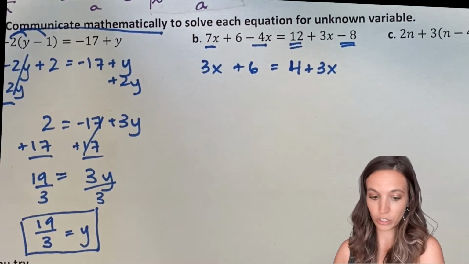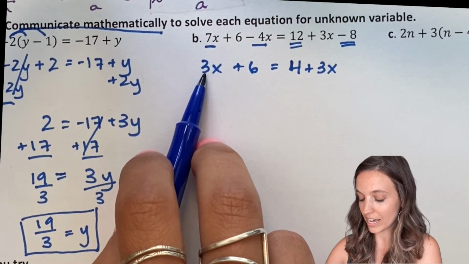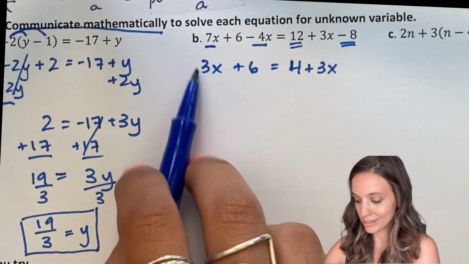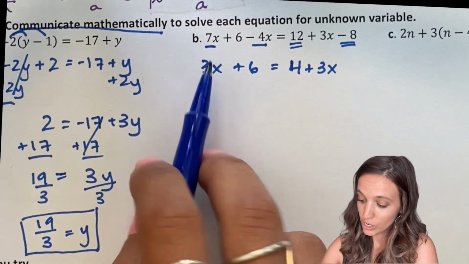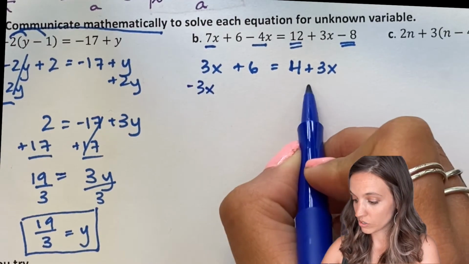Okay, now the major goal is to get all my variables to one side. So I have this 3x here, I could move that to this side, or I can move this 3x to this side. Doesn't matter which I choose. I'm just gonna stick to the same way as I did before. Since it's a positive 3x, I would subtract it to the other side. So I'm going to subtract it over here.